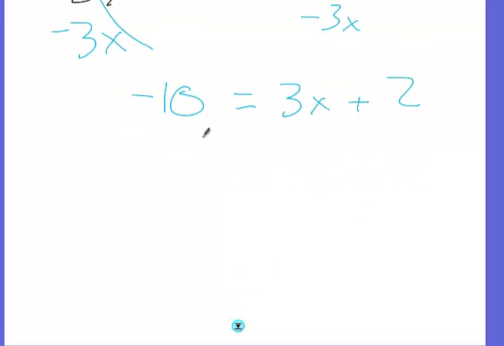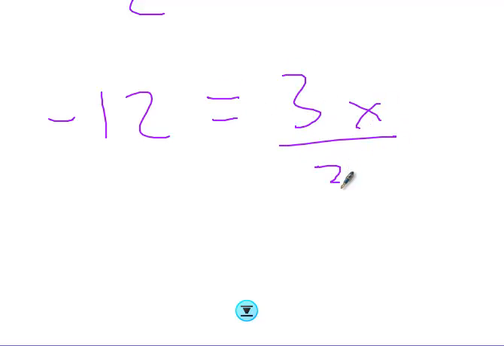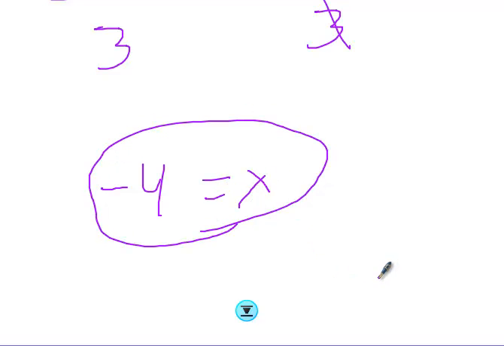All right, the next step is we want to isolate the x term, so we need to get this 3x by itself. In order to get rid of this plus 2, we have to think back to our inverses. The inverse of plus 2 is a minus 2. Whatever you do to one side, do to the other. Negative 12 is equal to 3x. Since the 3 and the x are multiplied, divide both sides by 3. And you're going to get for this one, negative 4 is equal to x.